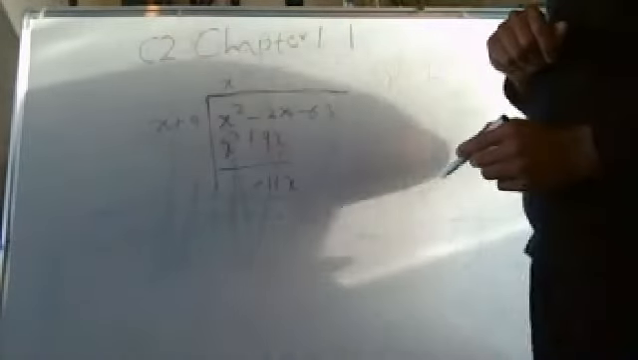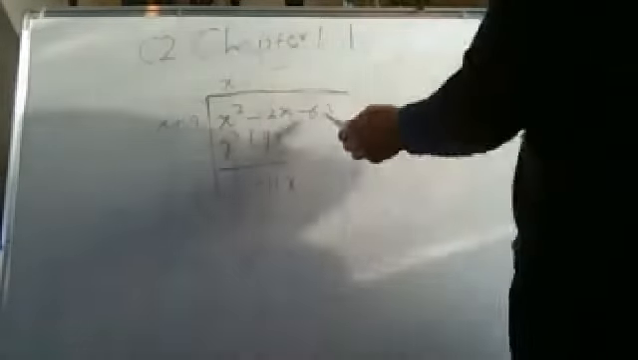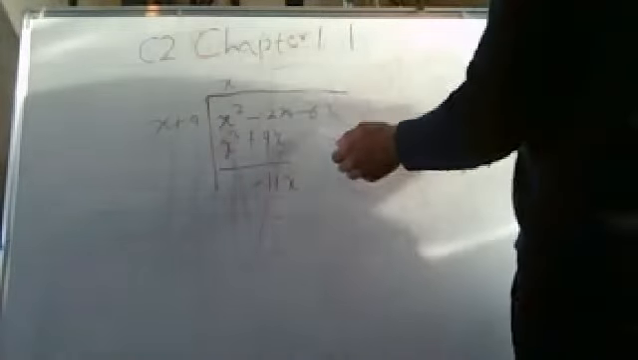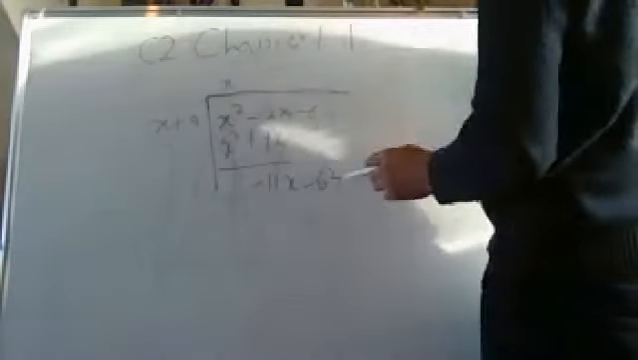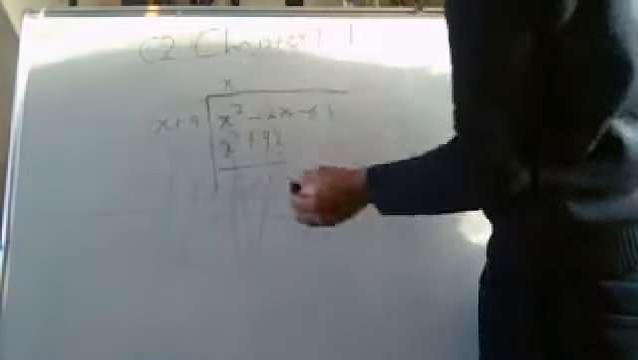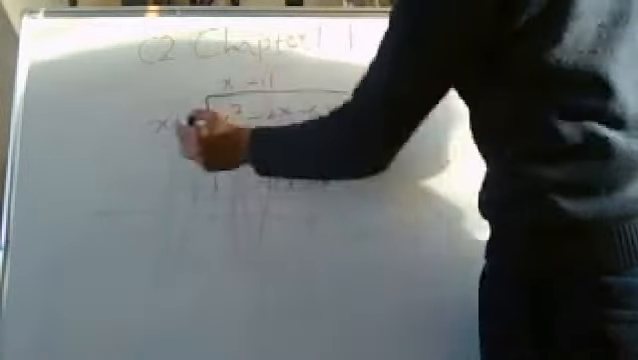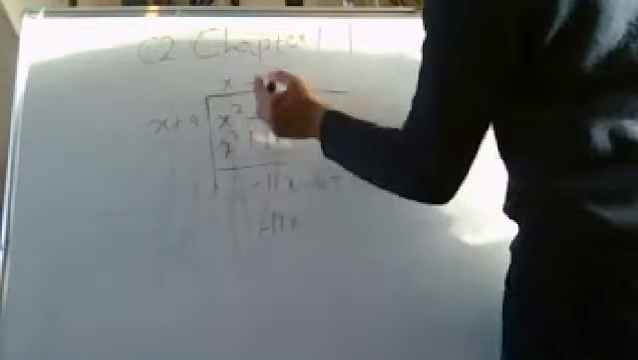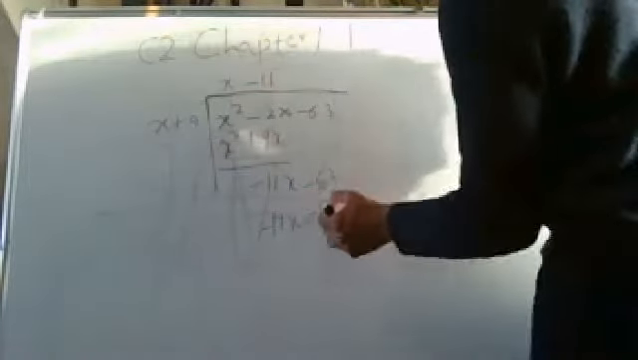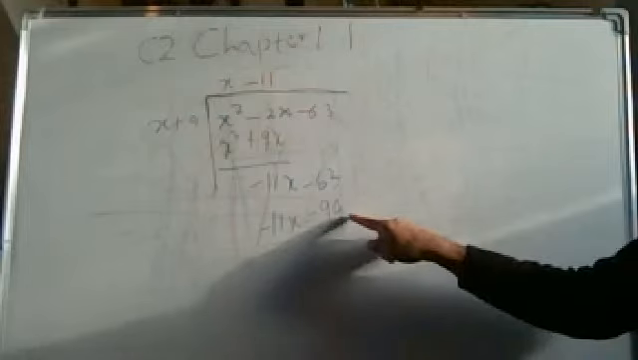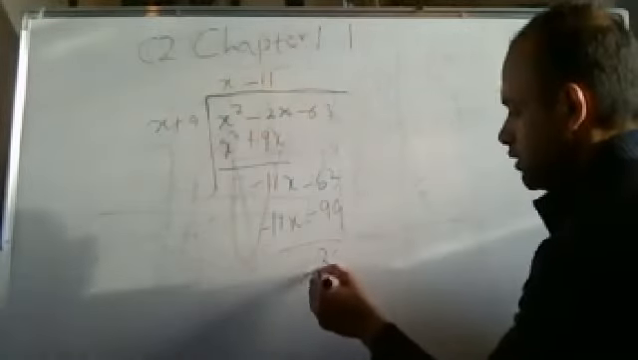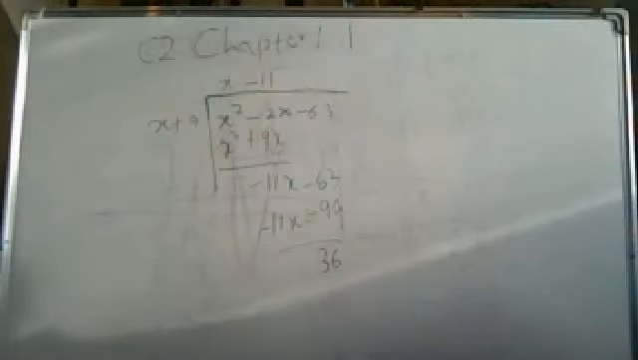Okay? And then all you have to do is bring this minus 63 down. So now this is going to be divided by x again. Minus 11x divided by x is minus 11. Minus 11 times x is minus 11x. Minus 11 times 9 is minus 99. Now when you subtract, the minus 11x and minus 11x cancel. Minus 63 minus minus 99 is minus 63 plus 99, which is 36. So we have a remainder of 36.